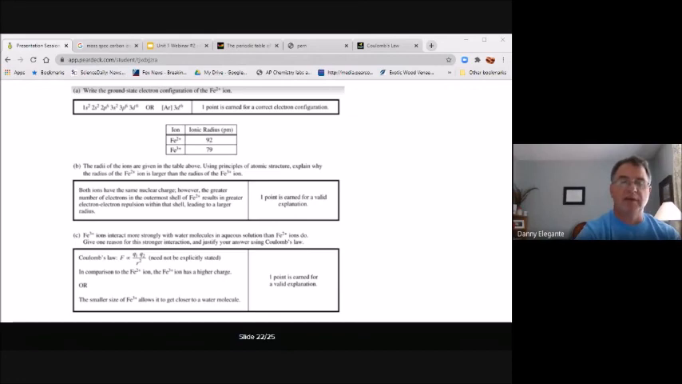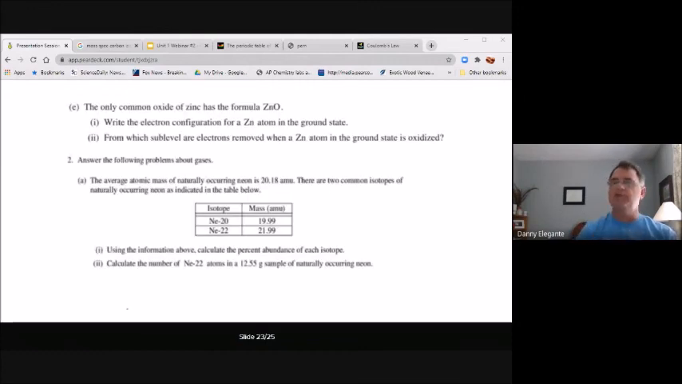And don't worry about this bottom part. That will come back to you for part C down there when you talk about intermolecular forces. But just notice that that knowledge of Coulomb's law is very, very important. So here's another one. This was taken from a couple years ago.